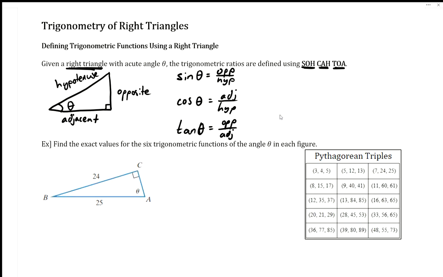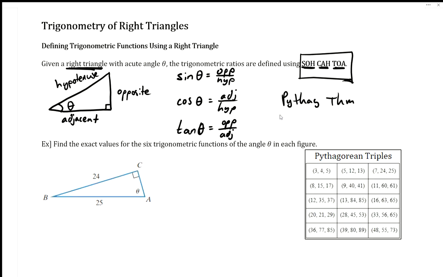Along with the unit circle, these are the two biggest things for being able to work with trigonometry. So sine theta, cosine theta, tangent theta, with right triangles, we always have SOH CAH TOA. The other thing we have with right triangles is Pythagorean's theorem.